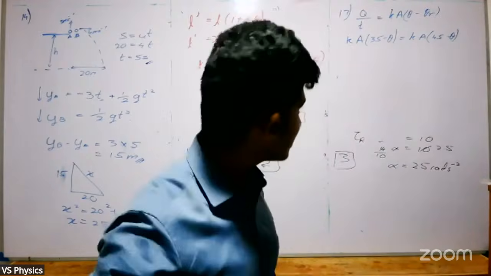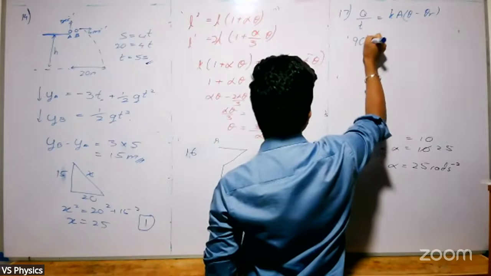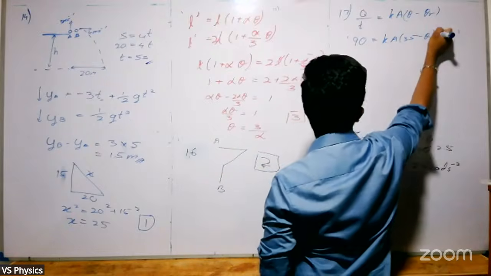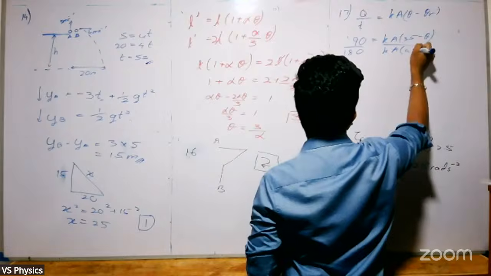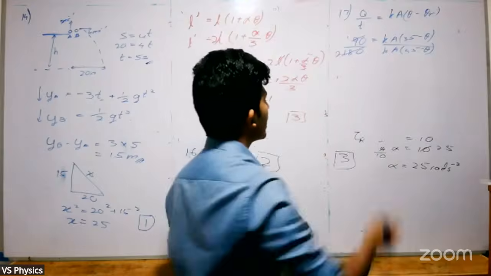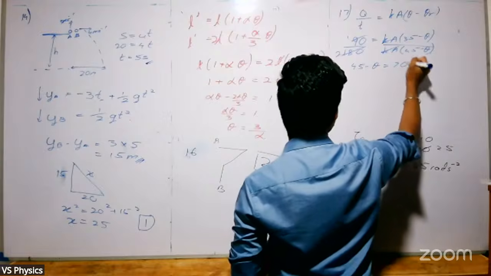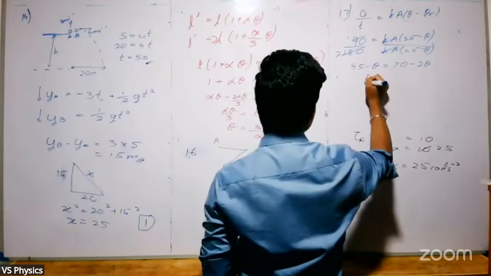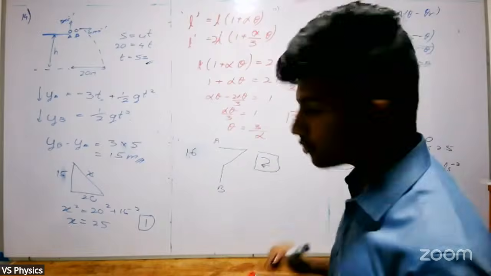I'm sorry, it is not equal. We are going with 90 and 180. For 90 we have KA times 35 minus theta. For 180 we have KA times 45 minus theta. K gets cancelled off. We are getting 45 minus theta is equal to 70 minus 2 theta. Theta is equal to 25 Celsius. That is our fourth answer.